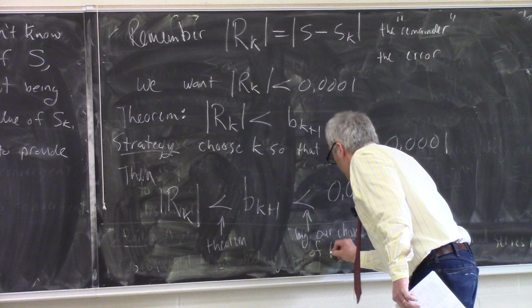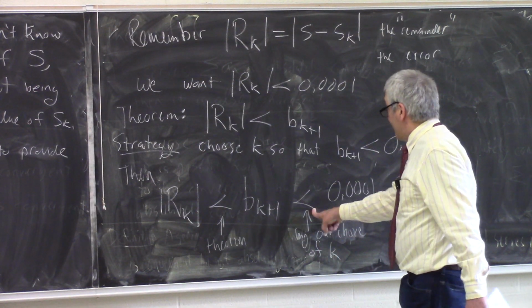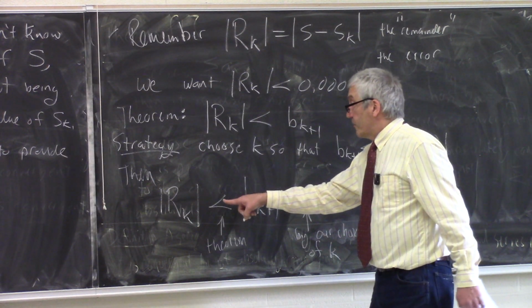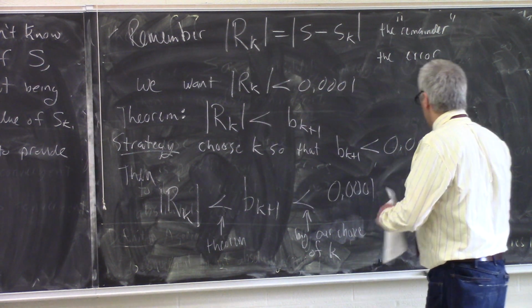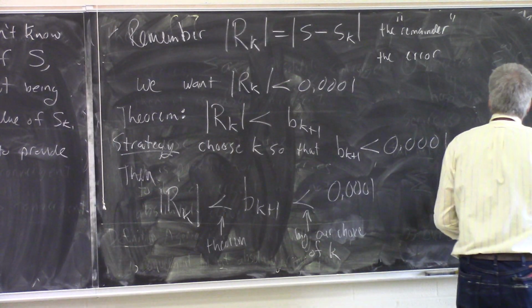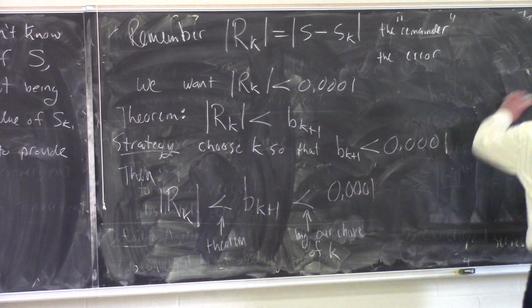So we choose the value of k to ensure that this is true. The theorem guarantees that that's true, so that's how we're going to get our remainder to be low enough. Okay, so let's do it.